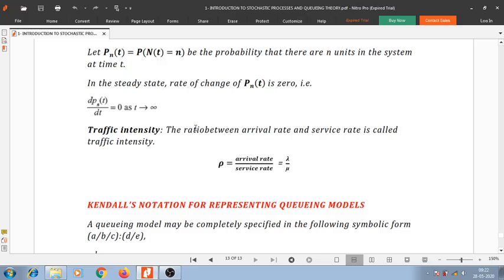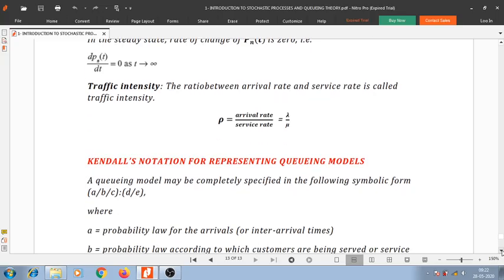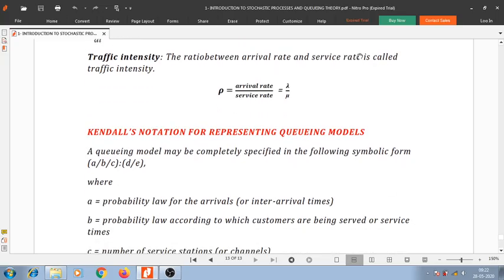Now coming to the traffic intensity. What is the traffic intensity here? Traffic intensity is nothing but the ratio between arrivals and service. Arrival rate is generally denoted by lambda, service rate is generally denoted by mu. Lambda by mu is the traffic intensity. This traffic intensity plays a vital role in further studies. I just defined it right now.